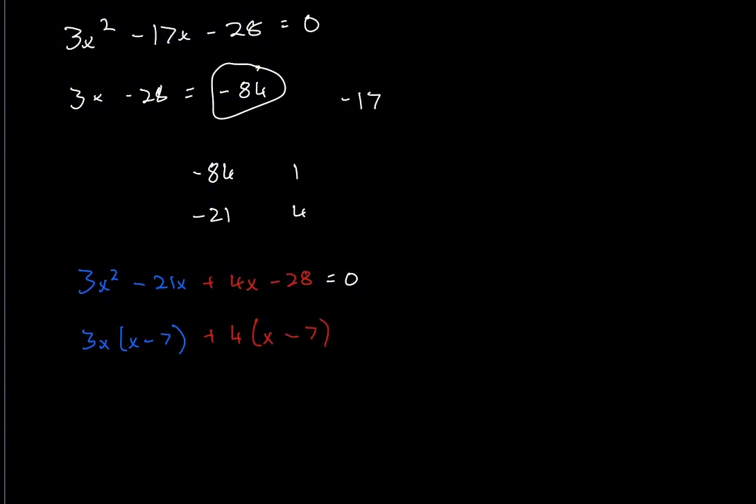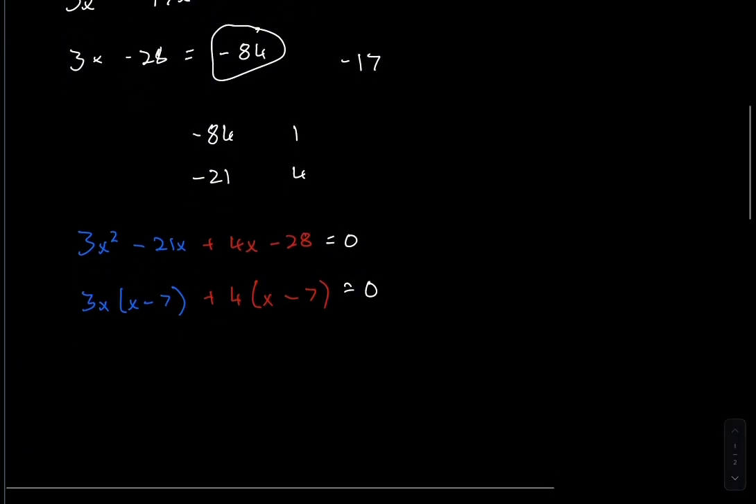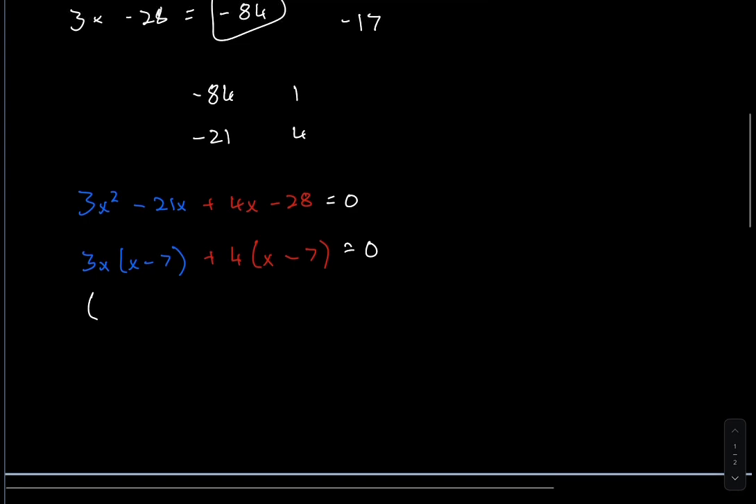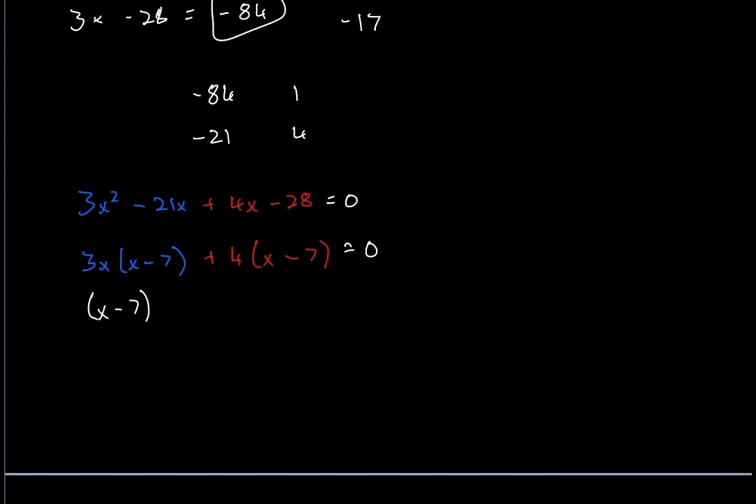So the reason I've done this is so you can see how it works. And then the thing you can see here is that we have 2 lots of x minus 7. So now we can write this as x minus 7, and our other bracket is now going to be 3x plus 4, and that is equal to 0. So now we have our factorized answer.